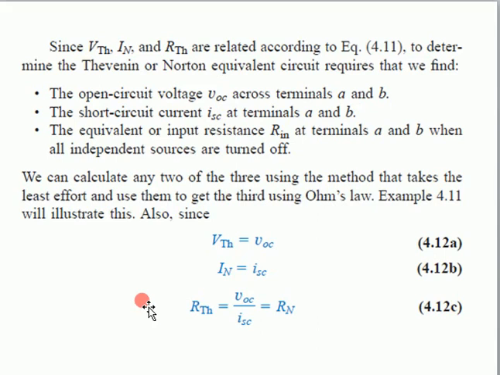We can calculate any two of these by using different methods that take the least effort, and use them to get the third using Ohm's law. That is, VThevenin is equal to V open circuit, IN is equal to I short circuit current, and RThevenin is equal to VOC over ISC, that is equal to RN. So this was all about the Norton theorem.